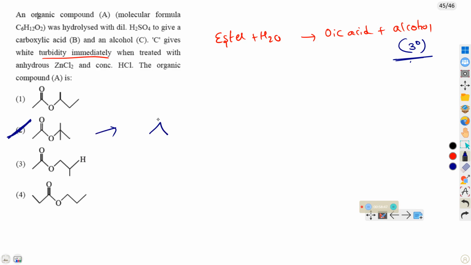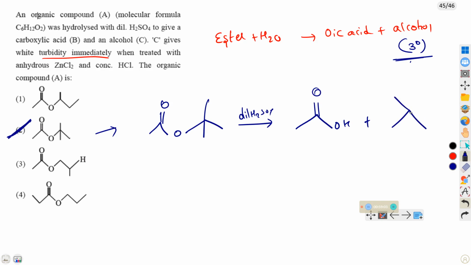See the chemical reaction. The ester undergoes hydrolysis with dilute H2SO4, then it gives the acid, COOH, plus alcohol. The 3-degree alcohol gives turbidity immediately.